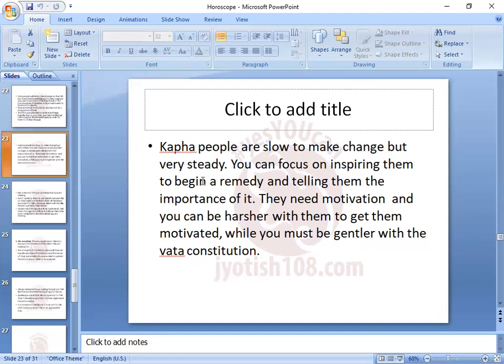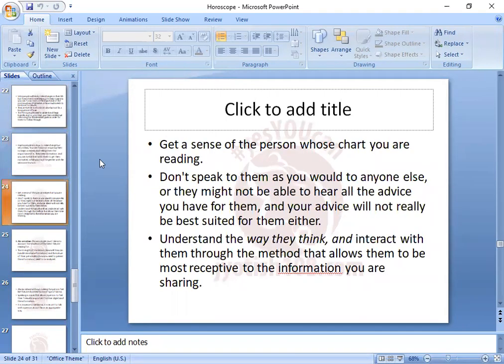Maybe as an astrologer, if you come across a Kapha dominated client, you can call them up once a week or maybe once a month to inquire whether they have been following the remedies or not. Get a sense of the person whose chart you are reading. Don't speak to them as you would to anyone else, or they might not be able to hear all the advice you have for them, and your advice will not really be best suited for them either. So you have to take all these factors into consideration before blurting out your advice. Understand the way they think and interact with them through the method that allows them to be most receptive to the information you are sharing.